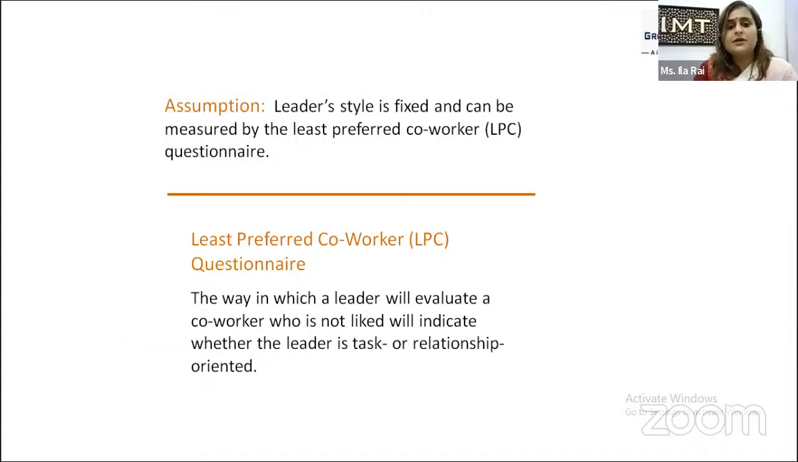It also works on the assumption that a leadership style is fixed and it can be measured with the least preferred co-worker questionnaire. What is the least preferred co-worker questionnaire? Least preferred co-worker is a person who is least preferred by the leader to work with. The questionnaire tells us which individual is least preferred by the leader to work with, and hence tells us the style of leadership. Either that person is a relationship-oriented or a task-oriented leader.